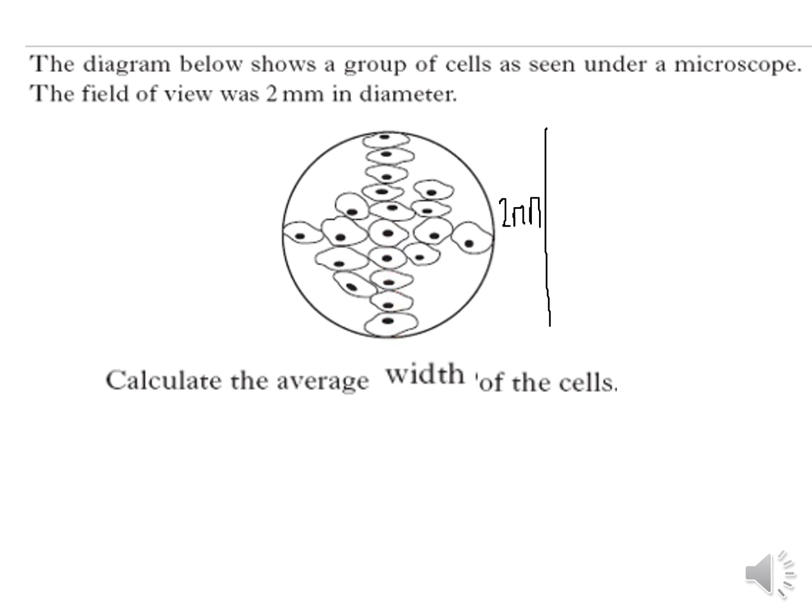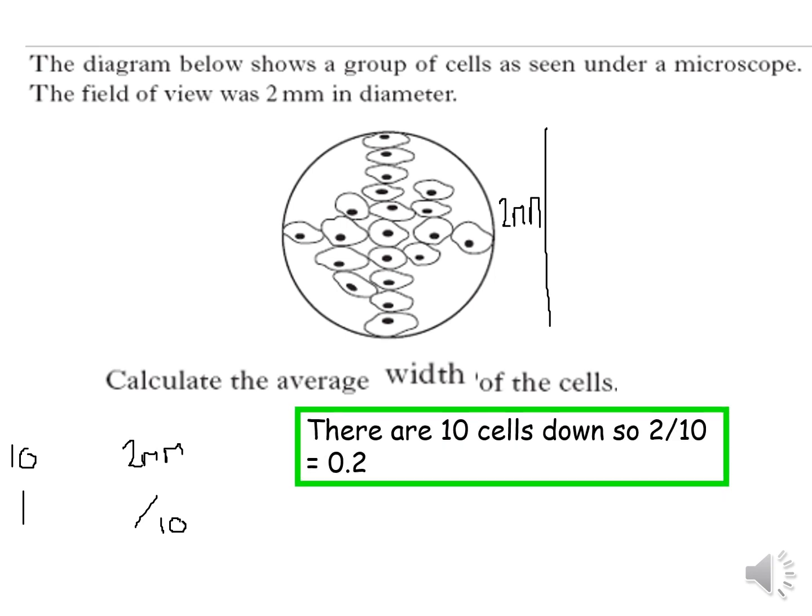So again, we've got a situation where we're saying that 10 cells this time is 2 millimeters. Now, really we're looking for 1 cell. Is 1 cell going to be more or less than 2 millimeters? It's going to be less. How many times less than 2 millimeters? It's going to be 10 times less, because we'll get 10 cells. That'll bring us down to what the width of one cell would be, which is 0.2.